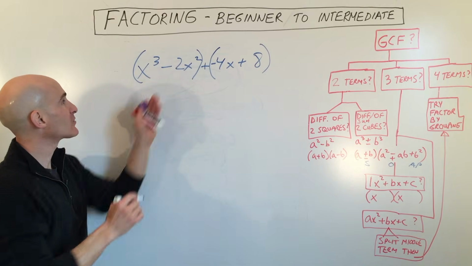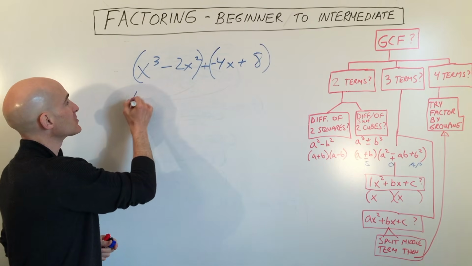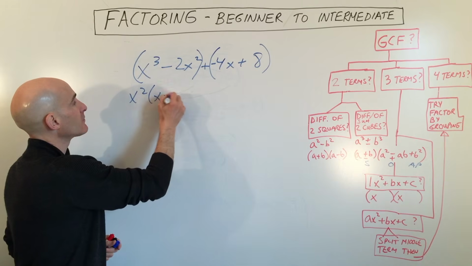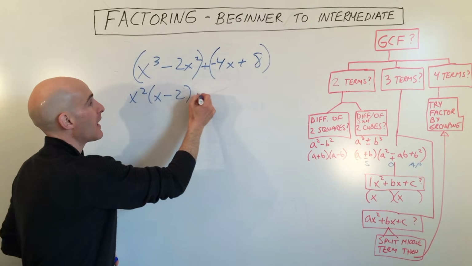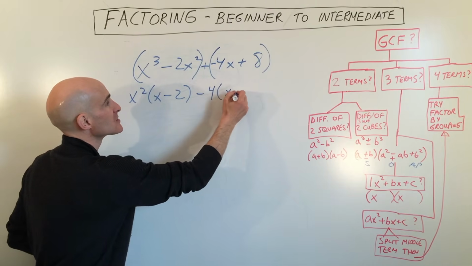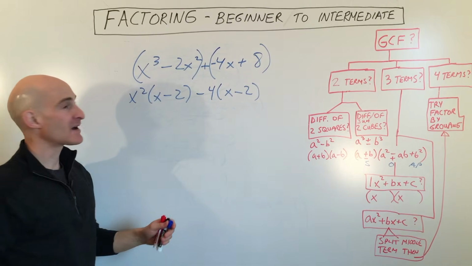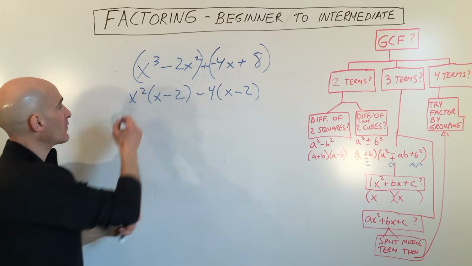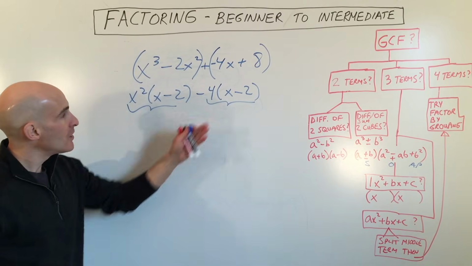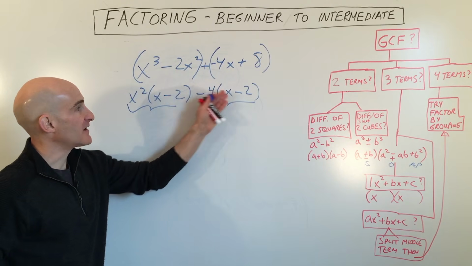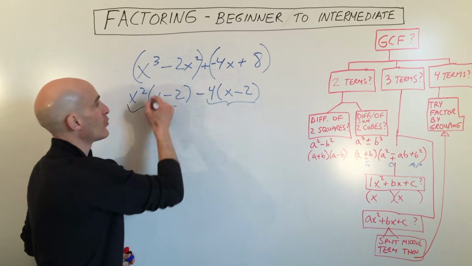So it looks like we can factor out an x squared out of both of these terms. So we have x minus 2, and it looks like we can factor out a negative 4 out of both of these terms. So we're left with x minus 2. Now we have two groups. We have this group and we have this group. Notice how they both have an x minus 2. See this x minus 2 in both groups?